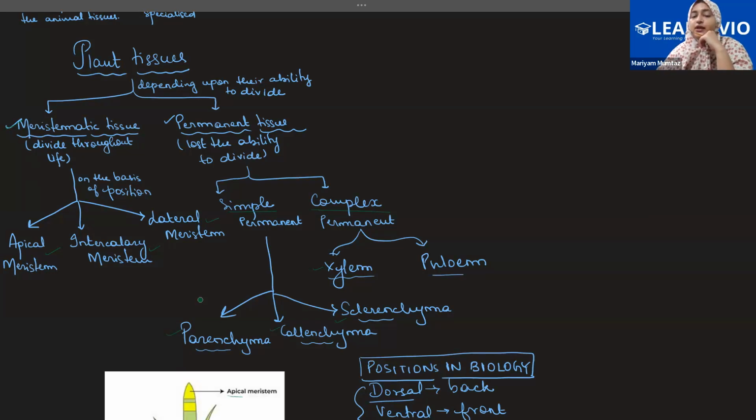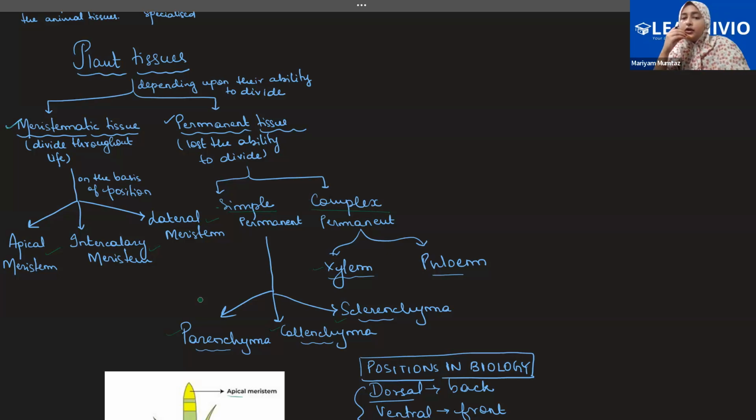Then today's topic of discussion would be the permanent tissue. Now, permanent tissues are those tissues that have lost the ability to divide, meaning they cannot divide anymore. So, permanent tissues further are of two types: simple permanent tissue and complex permanent tissue. Now, see, this division of permanent tissue is on the basis of what these further tissues are made up of. Like, what are the components?